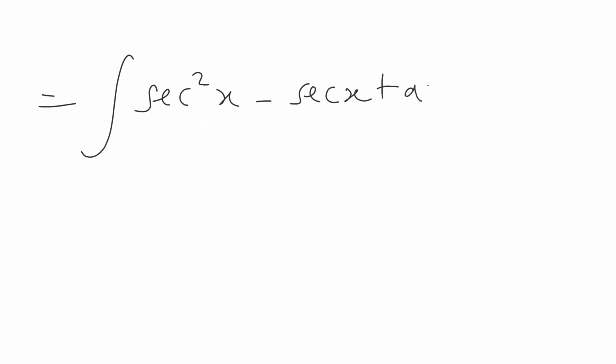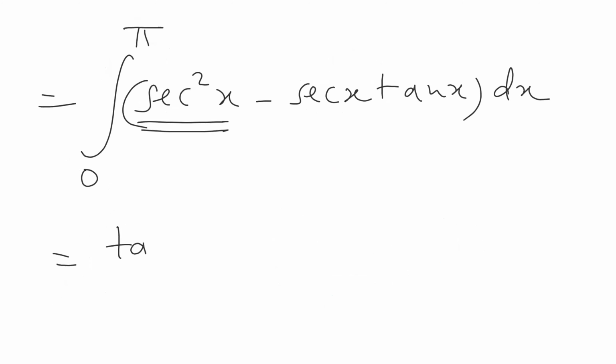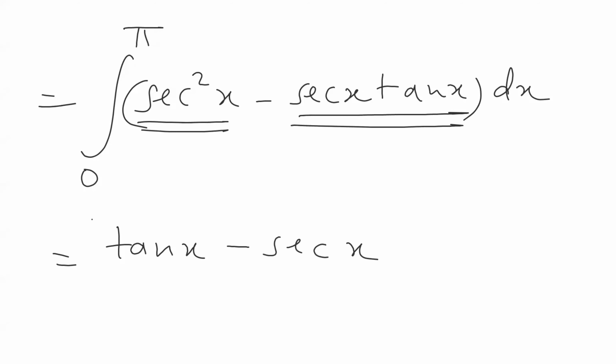Next step, integration of sec square x minus sec x tan x dx, 0 to pi. Integration of sec square x is tan x and integration of sec x tan x is sec x. These are ready-made formulae. After this, we are going to do box minus box.